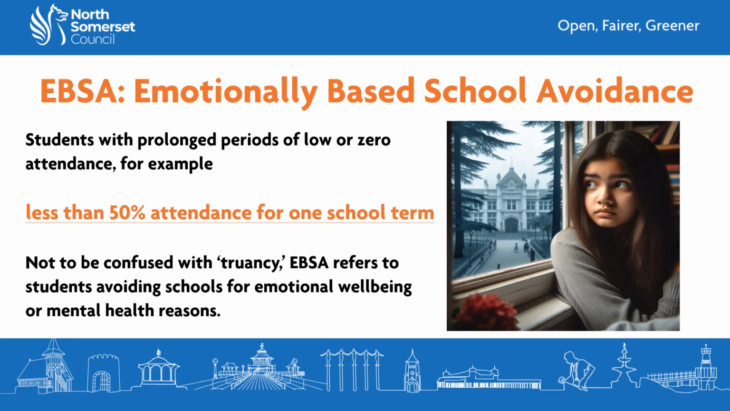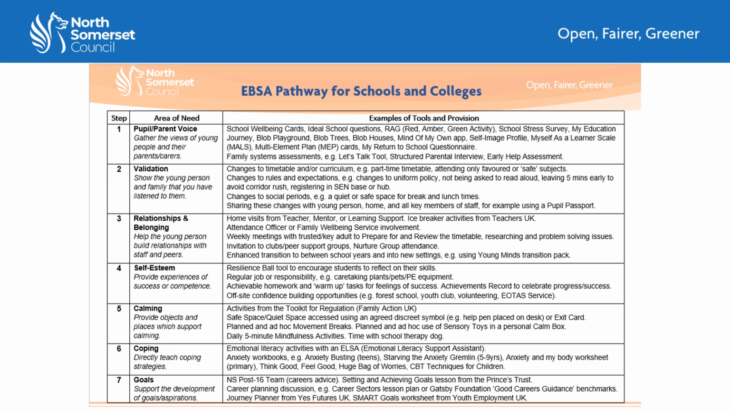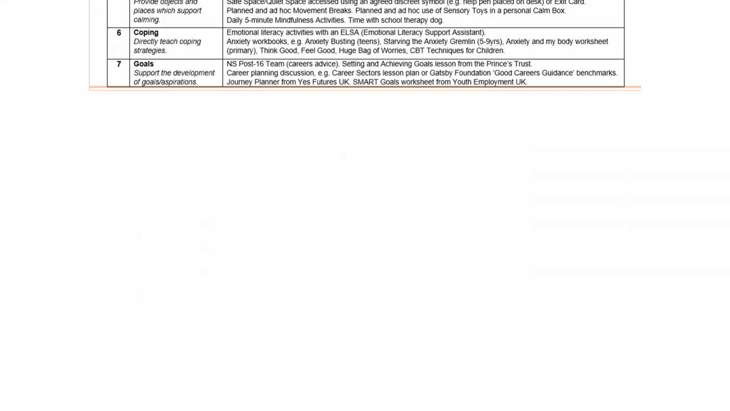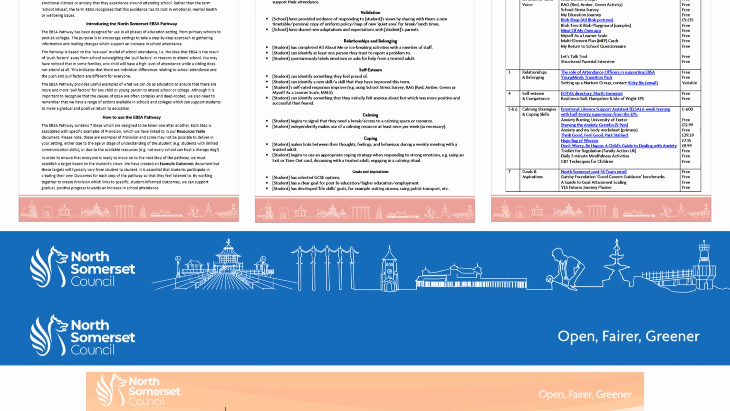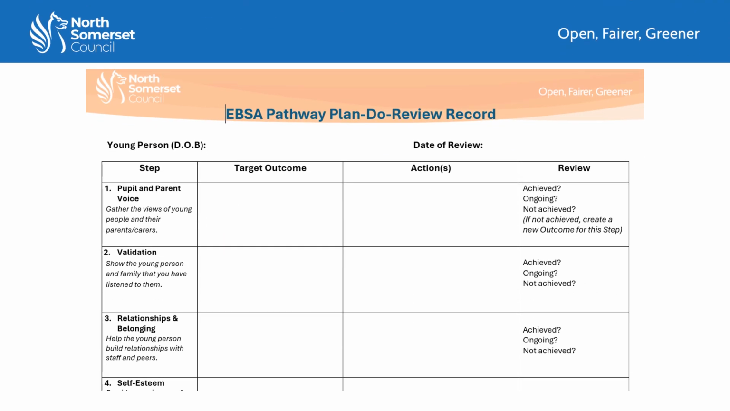The EBSA Pathway for schools and colleges is a step-by-step tool for meeting the needs and reviewing the progress of young people who are absent from education. Alongside the pathway, pictured on screen, there's an accompanying guidance document, examples of useful targets to work towards for each step of the pathway, and a resources table with links to all of the tools and resources which are mentioned in the pathway. Additionally, there is a Plan, Do, Review template which helps schools and colleges record their planning, action, and review of supporting young people with EBSA.